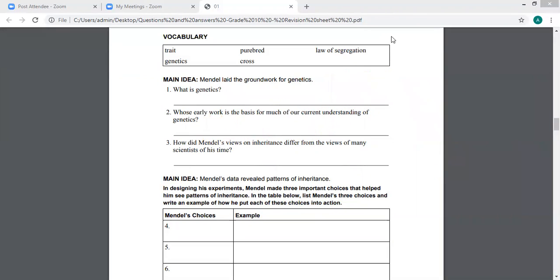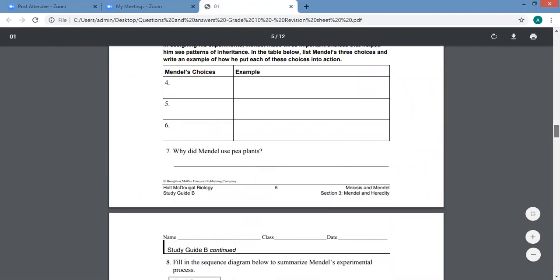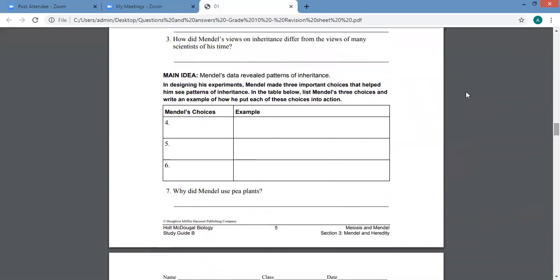Next one. Number 4, it asks: in designing his experiments, Mendel made three important choices that helped him see patterns of inheritance. In the table below, list Mendel's three choices and write an example of how he put each of these choices into action. We want three choices. Did you understand the question? No. It simply asks about the steps of Mendel's experiments.